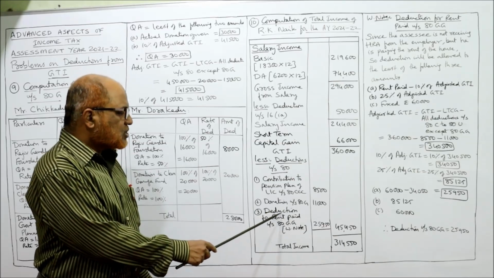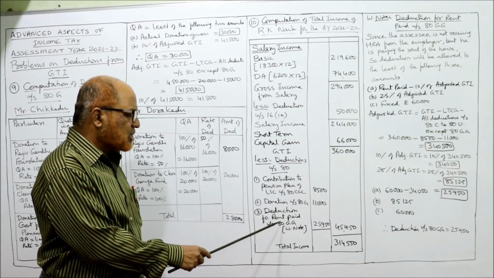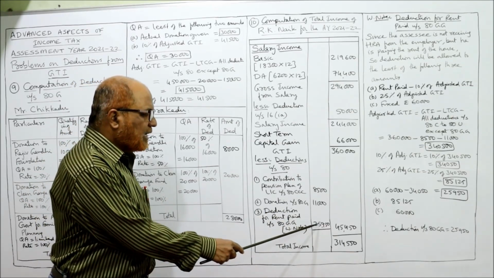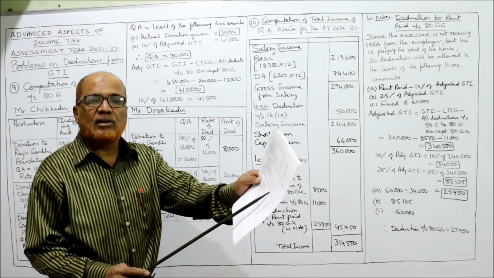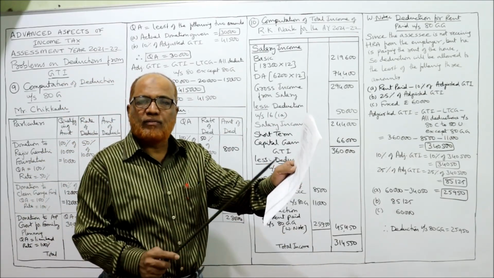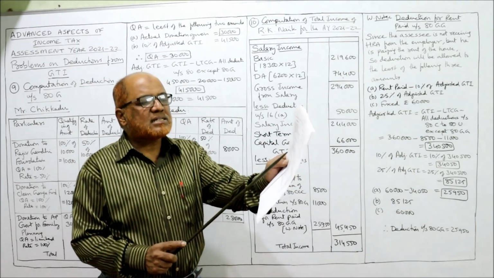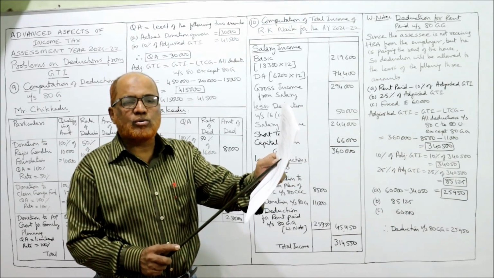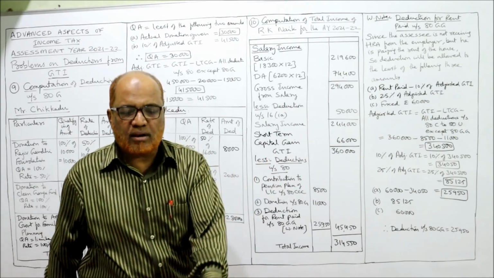11,000. Now deduction for rent paid under section 80GG, 25,950. That is not given in the problem. In the working note we'll find it out. In the last line it is given: he is living in a rented house and paid 60,000 rent per annum.